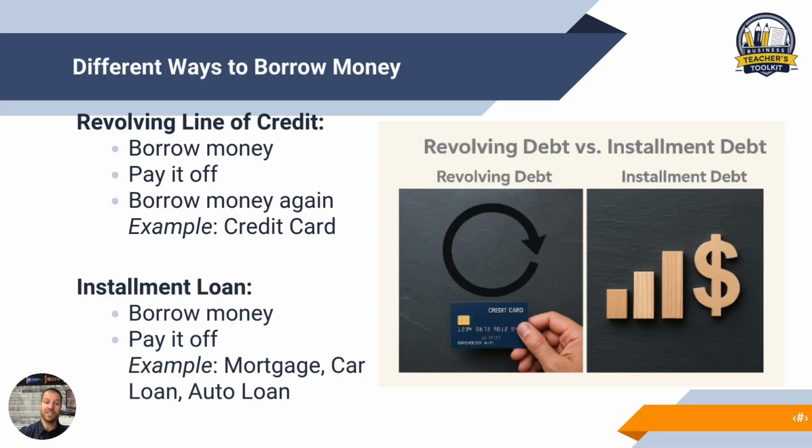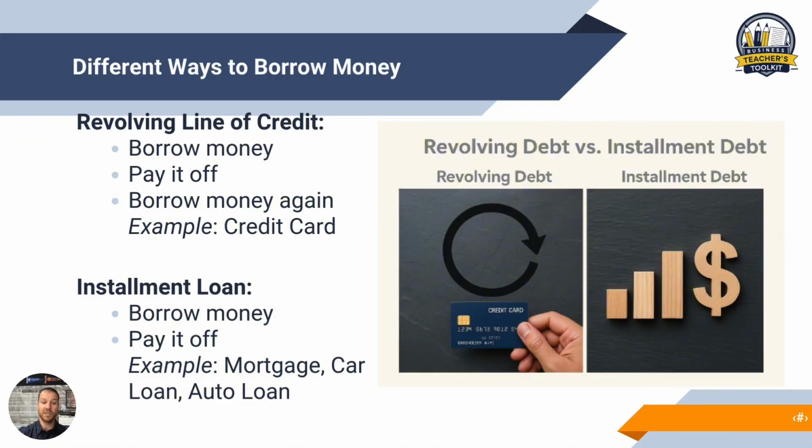Now, the different ways to borrow money are varying. The two most common ways are revolving lines of credit, which are times when you borrow money, you pay it off, you can borrow it again. This would be, for example, like a credit card or a home equity line of credit. This is where you have the ability to borrow the money, pay it off, the account stays open, but now you borrow the money again. Versus what's called an installment loan, where you borrow the money, you pay it off, and then that loan disappears. Think of a student loan or a home mortgage or a car loan. As soon as you borrow the money and pay it off, it's gone.